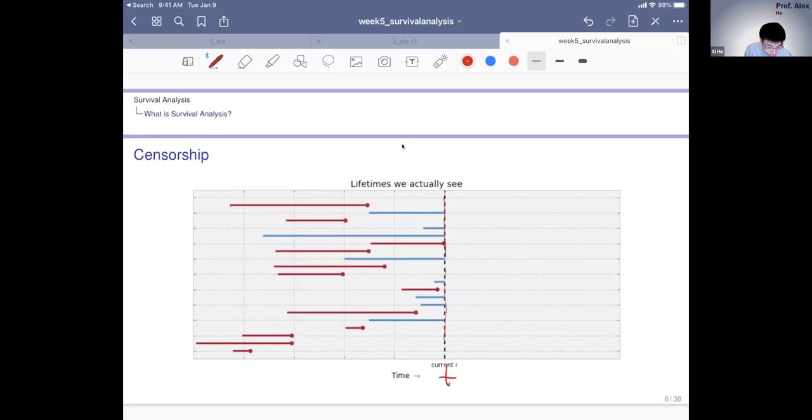For example, this person right here, this first red line, starts playing at this time and then stops playing at this time. The second one, the blue line, starts playing at this time and continues to play until the time that we observe them. The third person again starts playing at this time and stops playing at this time. Each line is a different person, and that's our data.